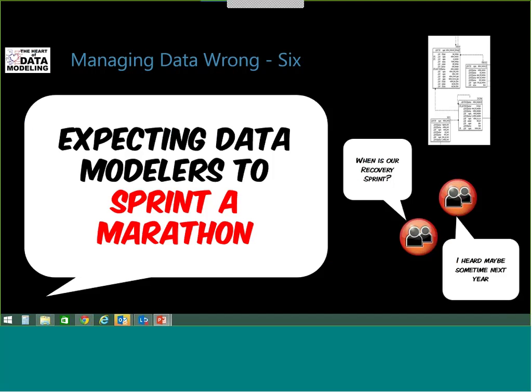So I've had this discussion. When is our recovery sprint between two data modelers? And my friend said, I heard maybe sometime next year. This makes us cranky and unproductive. Basically, data modelers are being asked on Agile projects to be a death march project so that our other team members will benefit. So unfair.